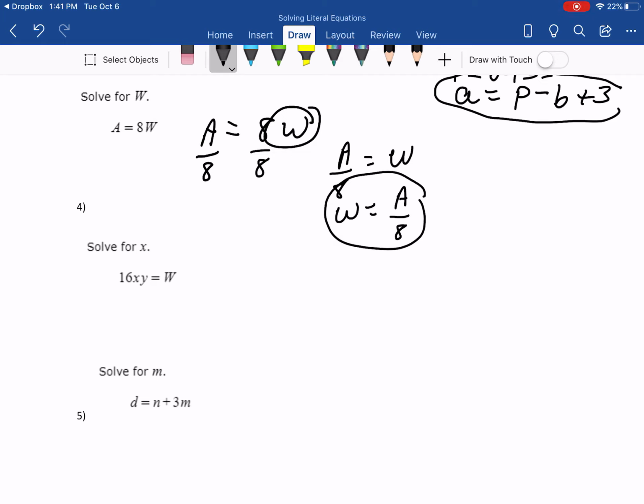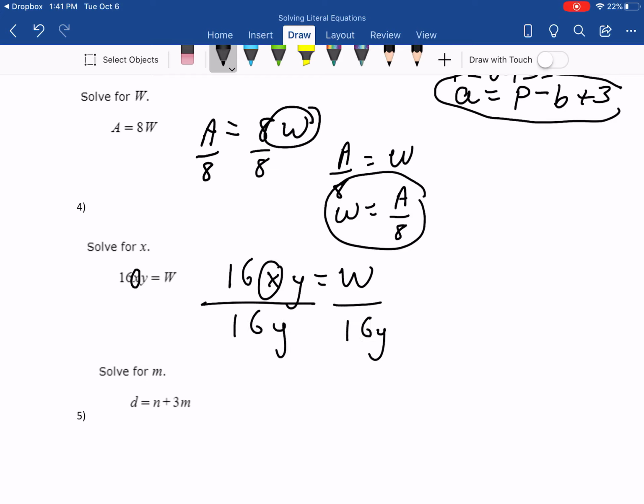Okay, number 4, we're solving for x. So here we want to get rid of the 16 and the y. Let me write this one bigger, actually. Okay, we want to get rid of the 16 and the y. The 16 and the y are both multiplying x. So to get rid of multiply by 16 and y, we'll divide by 16 and y. So we have x equals w over 16y. X is alone, so that's our answer.